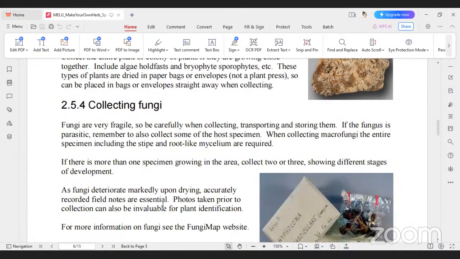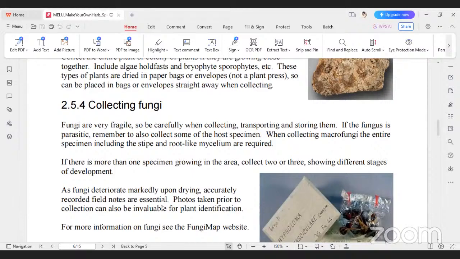Collecting fungi. Fungi are very fragile, so be careful when collecting, transporting, and storing them. If the fungus is parasitic, remember to also collect some host specimen. Without the host specimen, the fungi could not survive. When collecting a macrofungus, an entire specimen, including the stipe and root-like mycelium, is required, such as Agaricus. If more than one specimen is growing in that area, collect two or three showing different stages of development, because fungi deteriorate markedly upon dying.